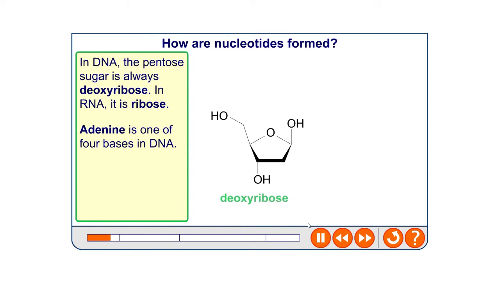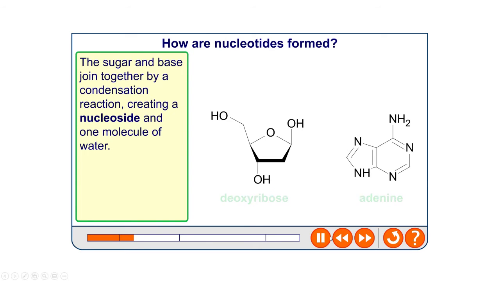In DNA, for example, the pentose sugar is always deoxyribose. In RNA, which we'll look at later and you'll look at in this topic, it's ribose. Now this is just an example of one of the four bases in DNA. We'll look at base pairing rules. You might remember them from GCSE, but adenine is one of the four bases in DNA.